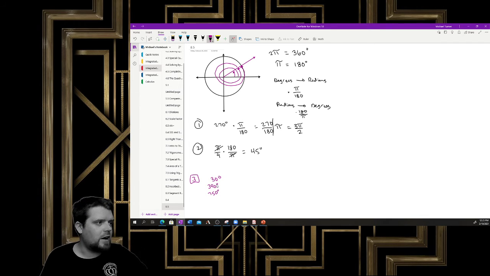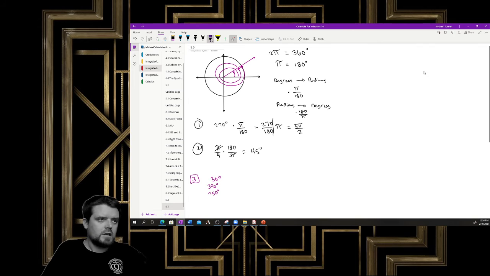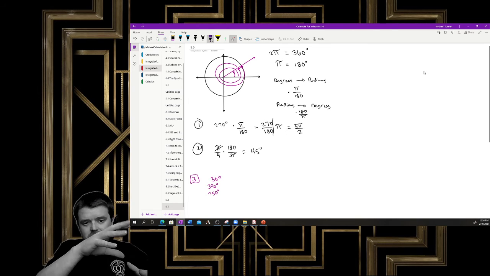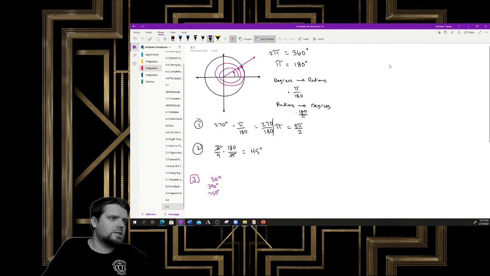So you have your degrees to radians, you have radians to degrees, you have this idea of coterminal angles, and then the other part of this section is arc measurement. Specifically, arc measurement, not arc length. Sometimes we refer to an arc in terms of the degrees of the angle which it's encompassing. But here we actually want to know what the distance of that line is. So here's basically what you have to do for this section.